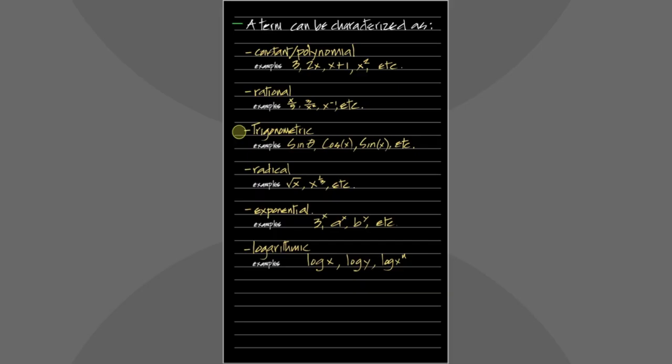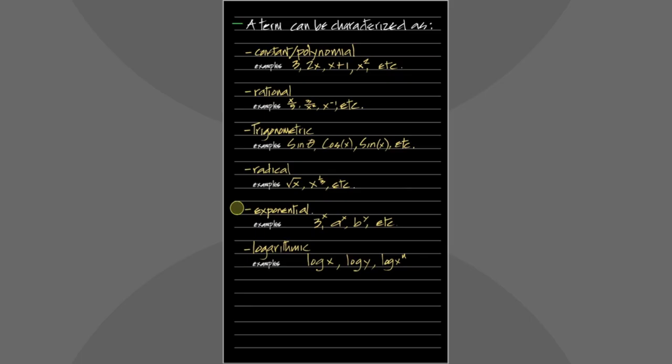Then, a term can also be trigonometric. Examples: sine theta, cos x, sine x, etc. All of them are trigonometric terms. Radical, that's radical term. Example: root of x, x to the power of 1 over 3, etc. All these are radical terms.